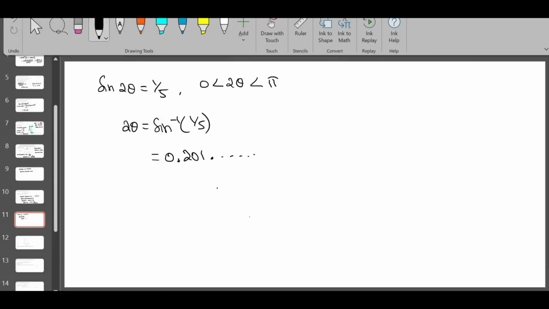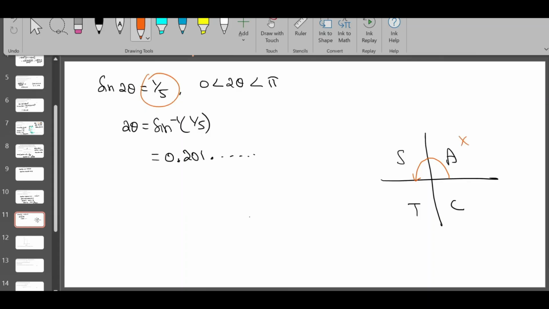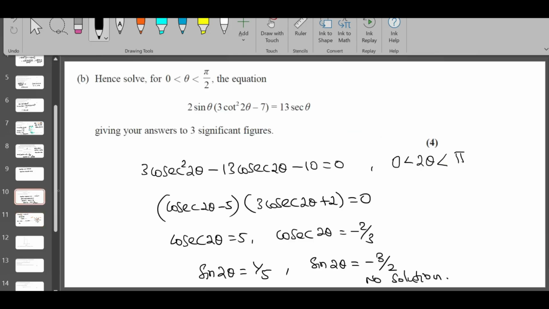Okay. Now we use the CAST diagram or ASTC diagram. The limit given is 0 to pi. You need to look for a quadrant where sine theta is positive. So you need to take both actually. Here it's theta, here it's pi minus theta. So 2 theta is equal to theta or pi minus theta. And then divide both by 2 and then round it to 3 significant figures.